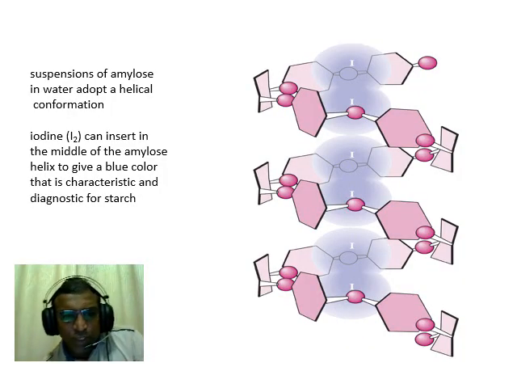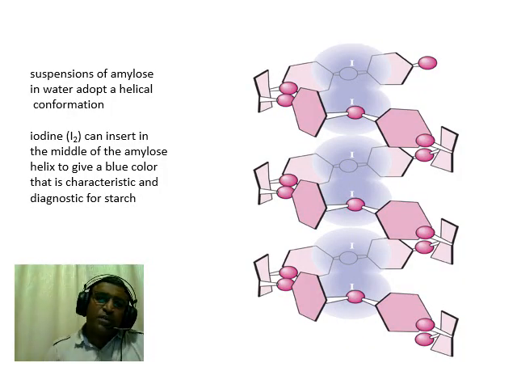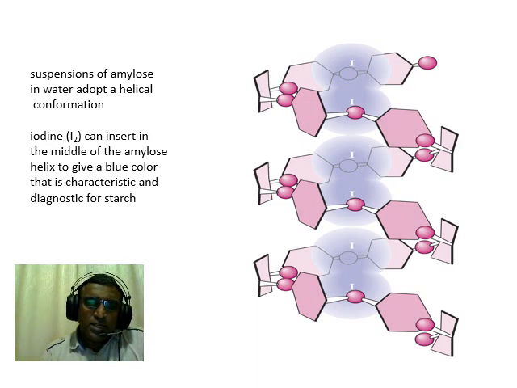Here is shown the helical structure of amylose as well as the trapping of iodine, and once it's trapped it will change color to blue, and that is the indicator of the presence of starch.